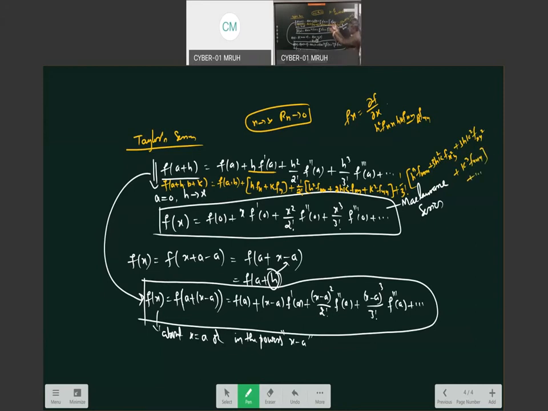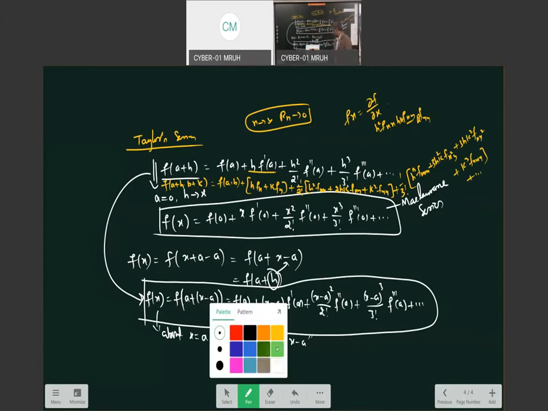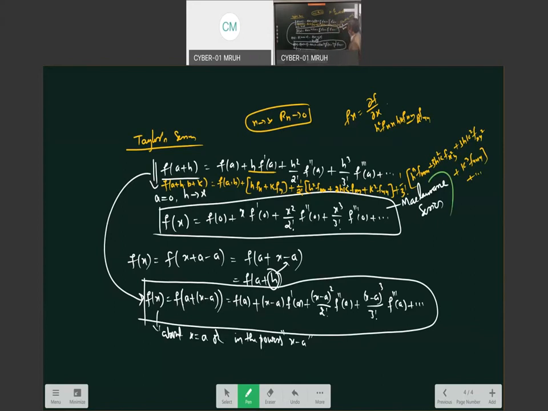Now the same thing is again transformed by taking a equal to 0, b equal to 0, h equal to x, and k equal to y. I can write the expansion as the Maclaurin series for the 2 variable case. Over here a is equal to 0, h is tending to x, b is equal to 0, and k is tending to y, then this will become the Maclaurin series.